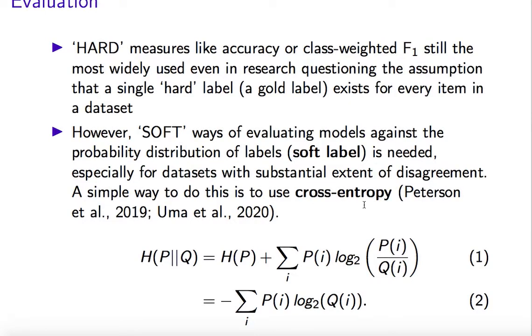So in our work, we've been trying a variety of what we call soft ways of evaluating models. You're evaluating a model against a probability distribution of labels, what we call a soft label. A simple way to do this is to use the cross entropy measure, which is standardly used in deep learning already and does not require the target label to be a one-hot label. So we used this in previous work, and we use it also for this task.